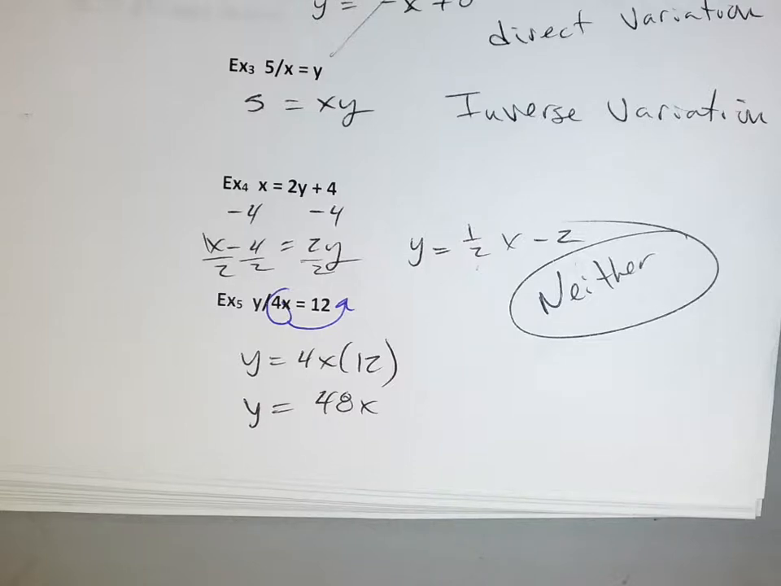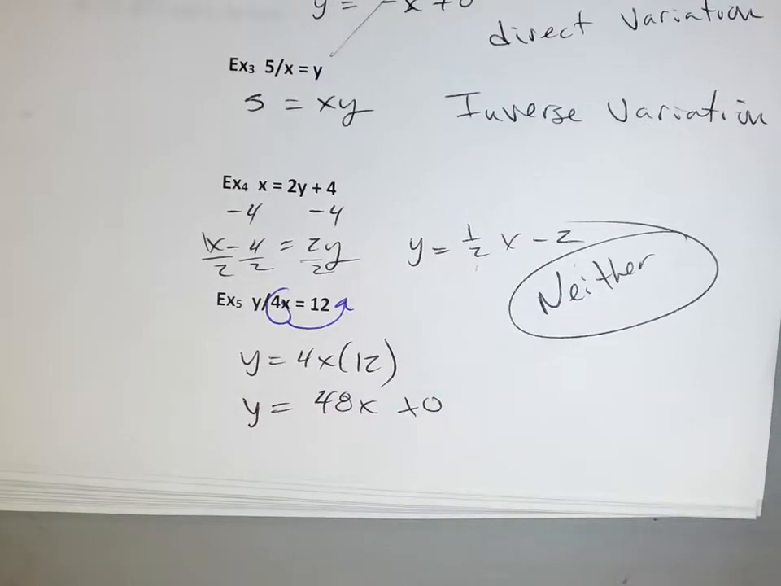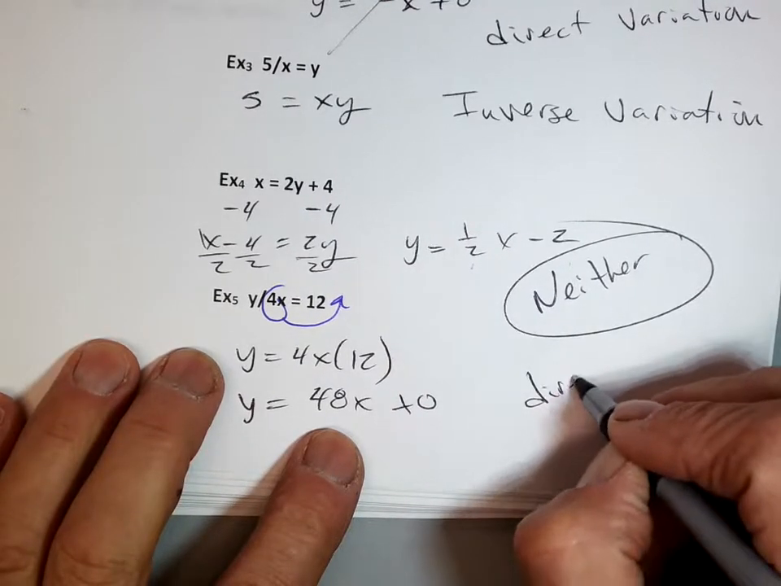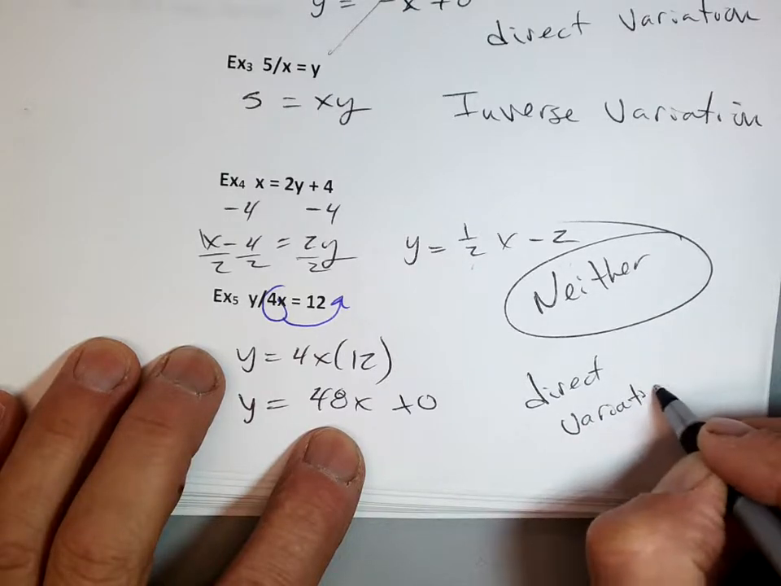Boom. Direct. Because it's got the plus 0. Goes up 48 over 1. It's a straight line, right? Direct. I totally agree. Okay, does it seem easy? Yes. So sometimes we have to rewrite them in the form that works for us. Okay, turn the page.